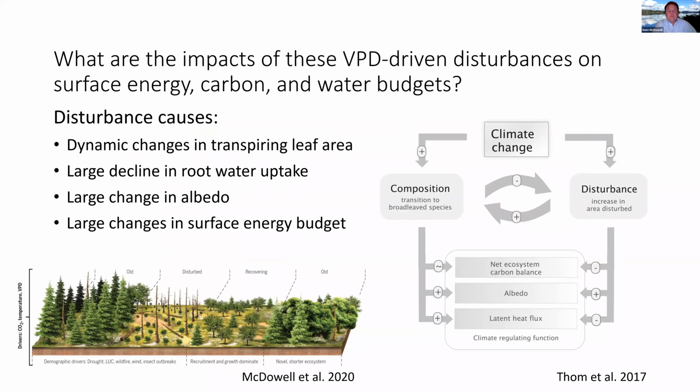Now here's the ultimate linkage that we want to make, Ruby and I and I think many of us: what are the impacts of these VPD-driven disturbances on the energy, carbon, and water cycles?